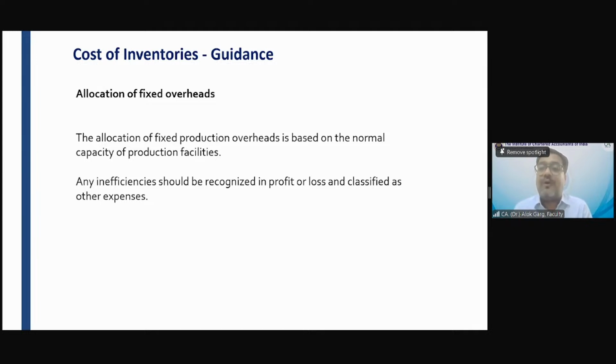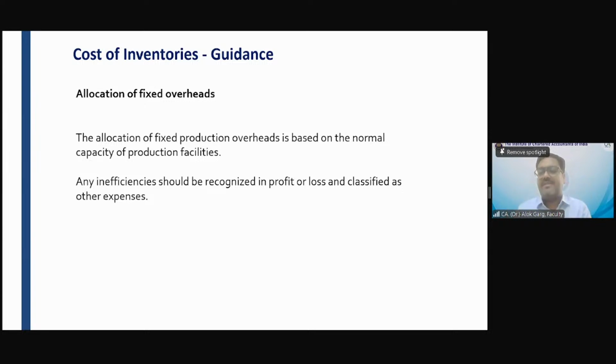What is the actual production? 5,000. So 5,000 multiplied by 10 comes out to 50,000. So 10 rupees per unit will be allocated only. 50,000 rupees will be charged to the inventory, will be capitalized to the inventory, and the balance 50,000 will go to P&L immediately.